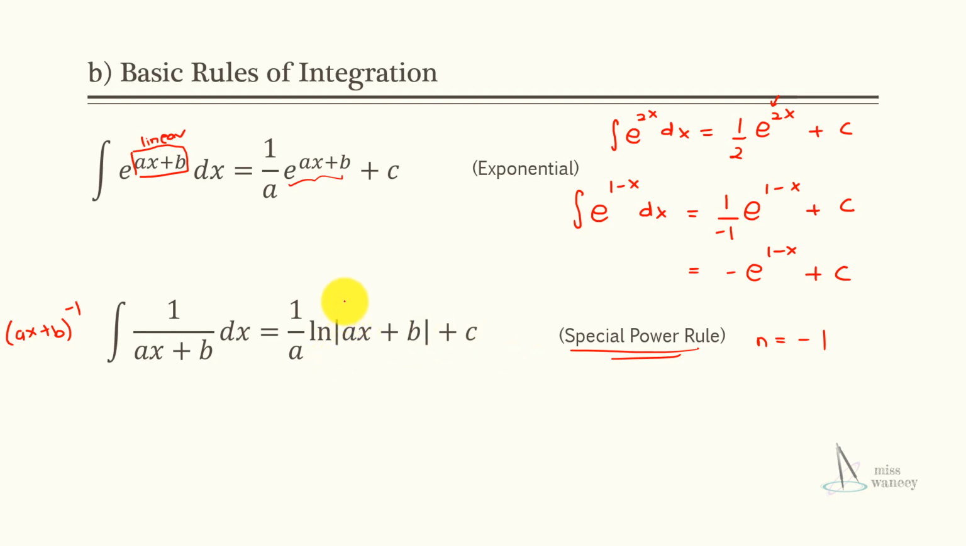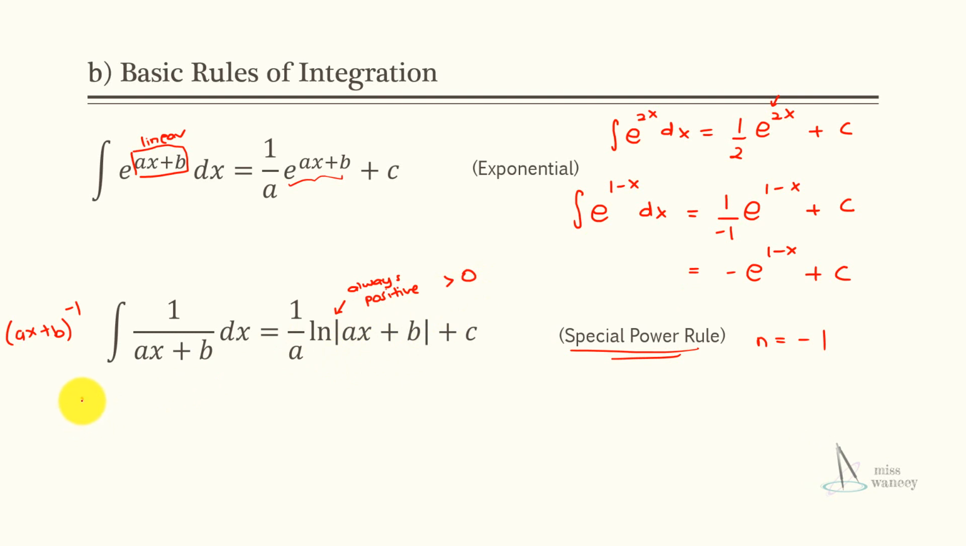The reason why we put a modulus over here is because we want to make sure it is always positive. As you know, the number inside the ln should always be greater than 0. That is why we wrote down the modulus sign, so that we always keep in mind that the number behind the ln should always be a positive number.